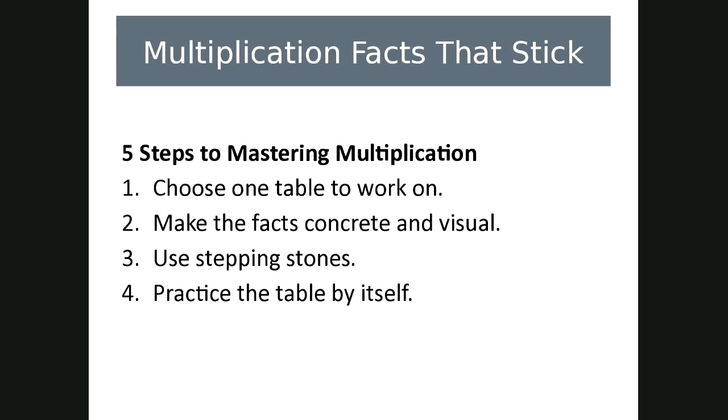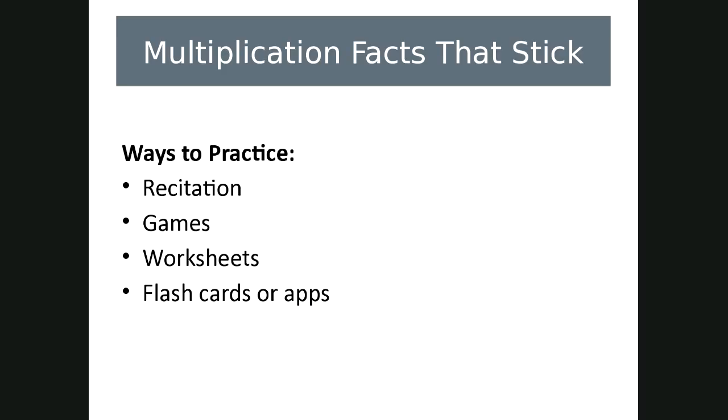So moving on to step 4 here. Once we've taught children how to use stepping stones to figure out answers, the next step is to practice the table by itself. If we've chosen to work on the 4s, to just work on the 4s all by themselves for a bit, so that your child can really concentrate on using that stepping stone strategy and learning that one table at a time. And then there's lots of different ways to practice. And I find that most kids really learn them best when you use more than one way, when you're using a variety of things to tackle them from different angles.